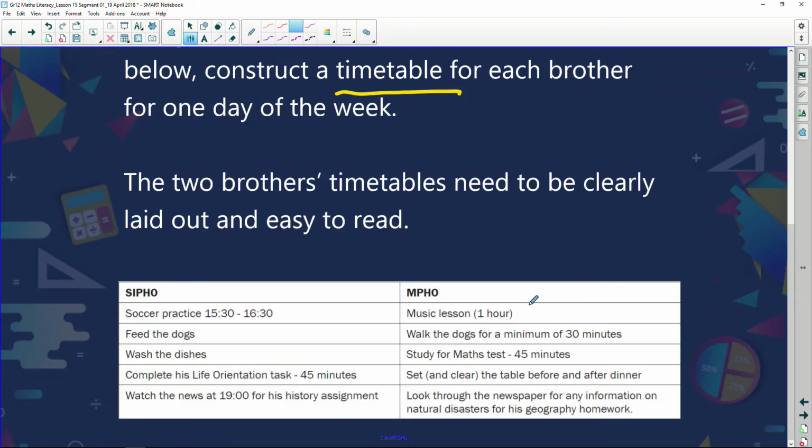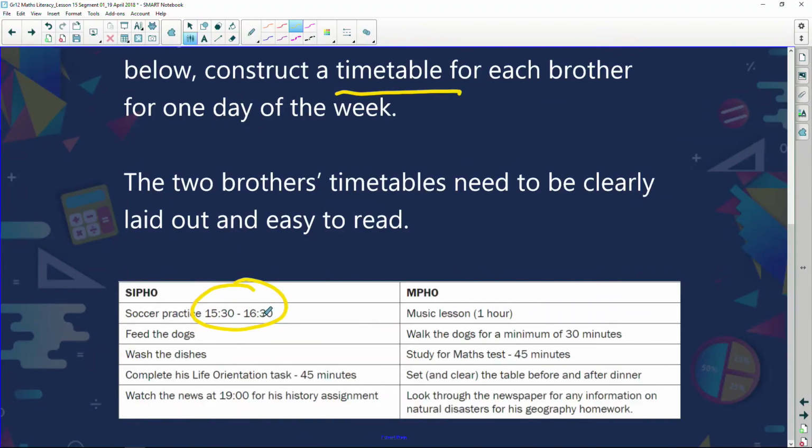So let's look at Sipho's timetable and let's see what he has to do. He has soccer practice from 15:30 to 16:30. In other words, from 3:30 in the afternoon to 4:30 in the afternoon. Guys, he has to go to soccer practice then. He cannot suddenly decide, nah, I don't want to, I'll move that time, because it involves a whole team. And you can't suddenly say, listen, that time doesn't suit me, so the whole team must. No, you've got to be at that practice from 3:30 in the afternoon to 4:30, or 15:30 to 16:30.